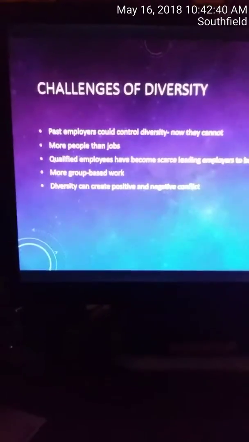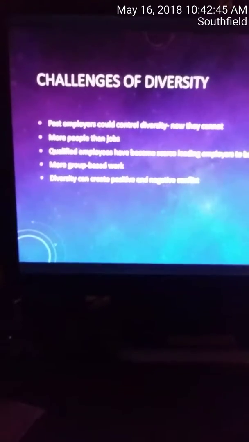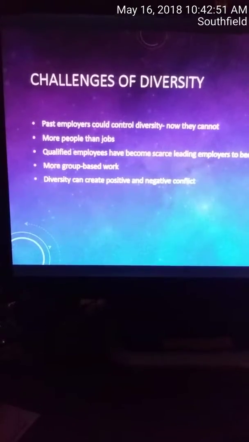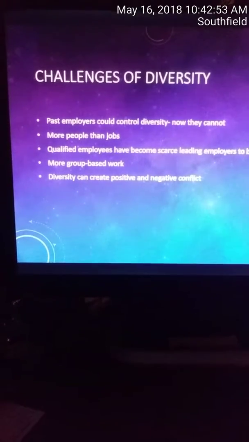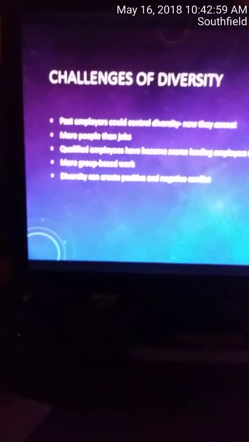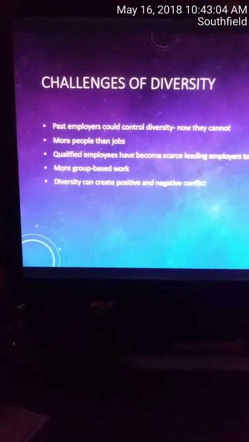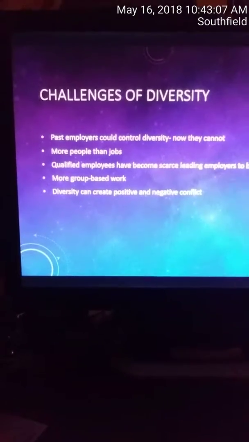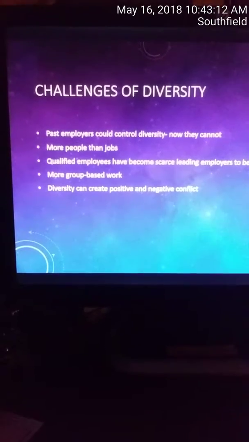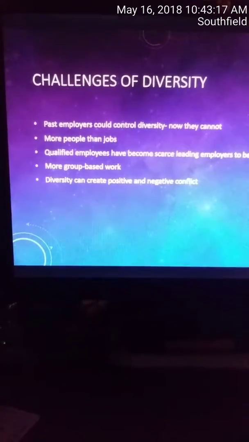In the past, employers could control the diversity. They knew exactly what they were looking for in numbers, and they hired based upon meeting a specific quota, I should say. Now it's different. Diversity is something that employers can't control because everyone is coming from a different background, a different culture. They speak different languages. So there's no control over diversity. And that could be a challenge in a lot of organizations.